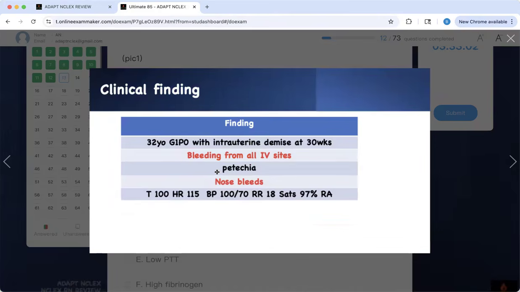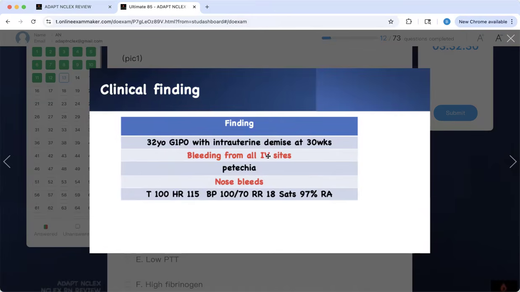You have a 32-year-old G1, P1, with intrauterine demise at 30 weeks. The baby is dead inside the mother. There's bleeding from all IV sites. There's petechiae. There's nosebleed. These three things I've summarized. This is a full case, but I make it standalone. What do you think is wrong with this patient? Temperature 100, heart rate 115, blood pressure down, and all of this. The intrauterine demise and the bleeding from all IV sites should trigger something in your ear.